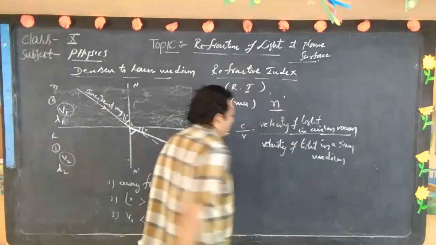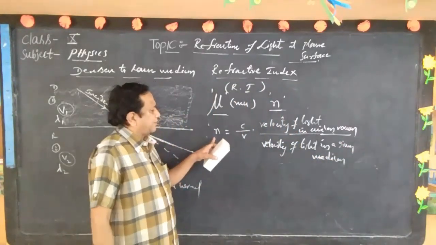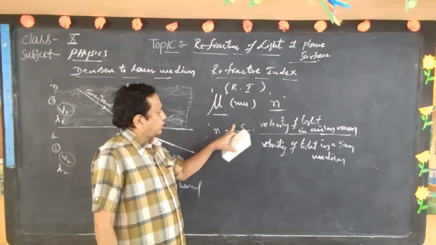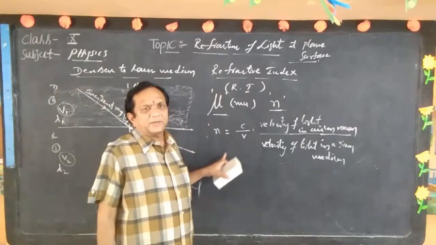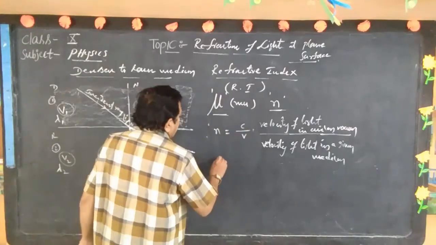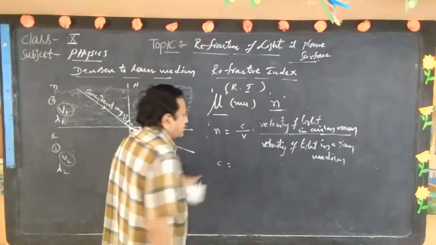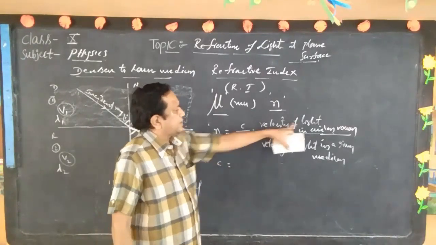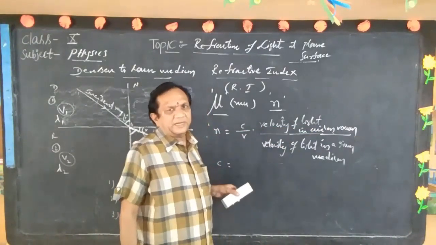In a given medium is taken as v. In this, remember, a very important formula: n is equal to c by v. Very important application. Here the value of c is constant.